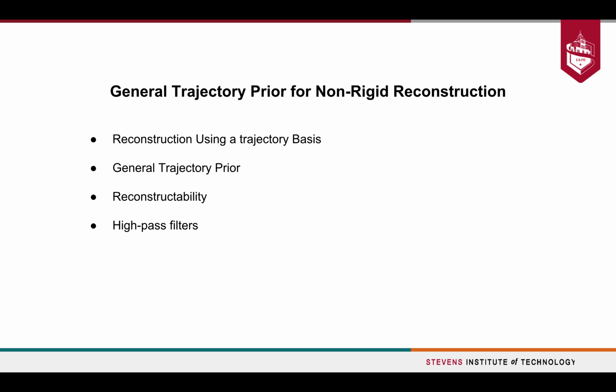The first paper is called Generic Trajectory Prior for Non-Rigid Reconstruction. First, they introduced the trajectory basis way from previous work, and then the generic trajectory prior way. Then they analyzed the reconstructability. Then they introduced reconstruction with what are called high-pass filters.